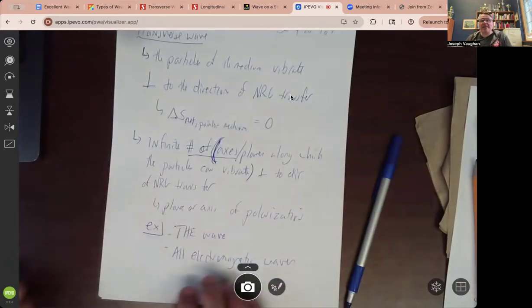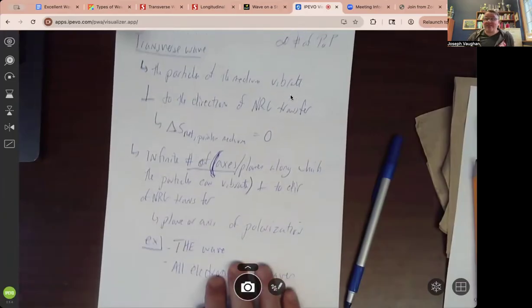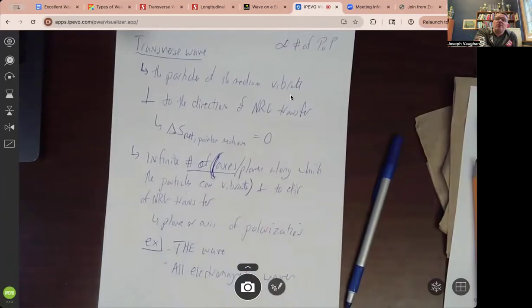Now, you might be saying to yourself, hold on a second there. You said transverse waves are the particles of the medium vibrate perpendicular to the direction of energy transfer. And you said electromagnetic waves can travel through a vacuum. There are no particles of that medium. That's a contradiction.